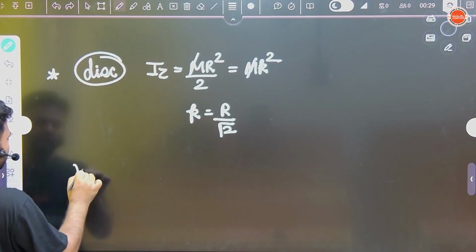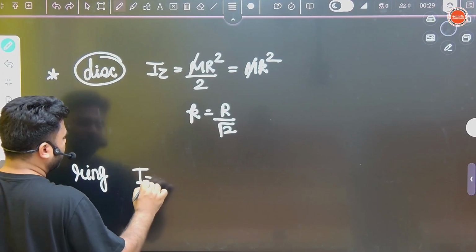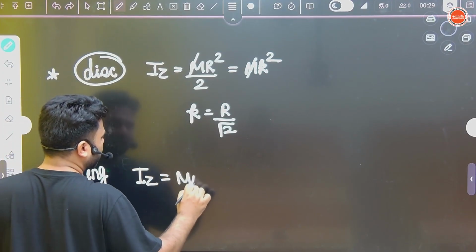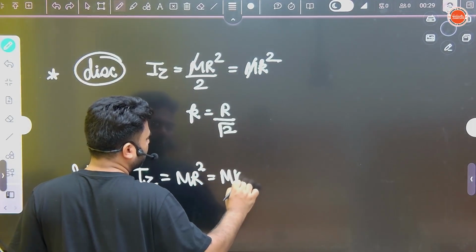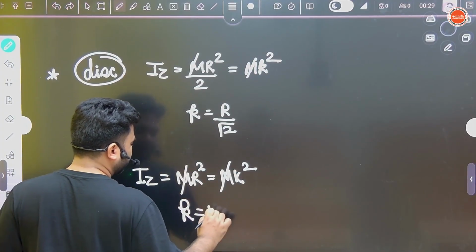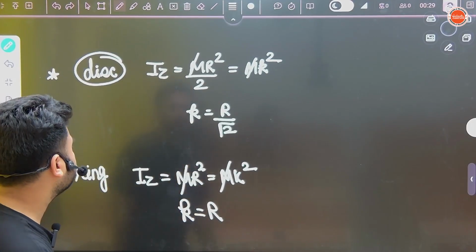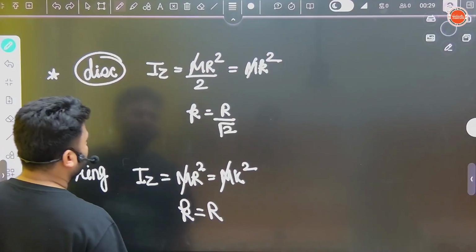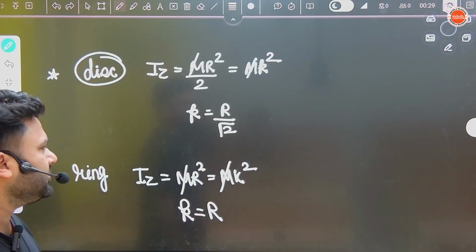They ask radius of gyration for a ring. So ring moment of inertia about z axis, you know, is mr square. Again you equate with mk square. So m cancels, k equals r. So radius of gyration of a ring is nothing but r only. So this is all about radius of gyration. Correct?